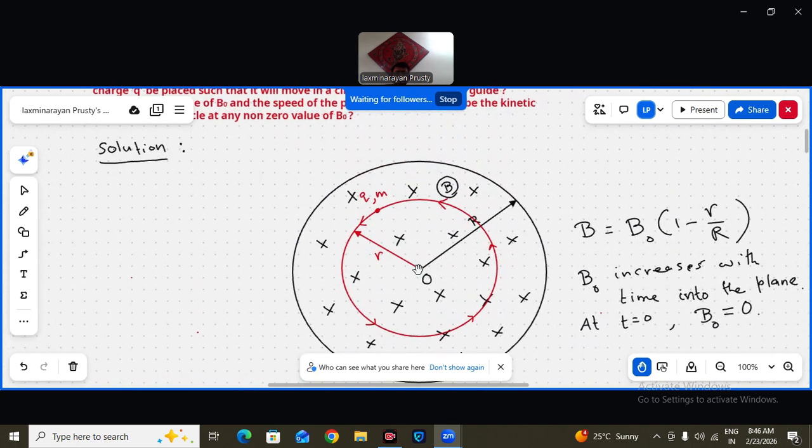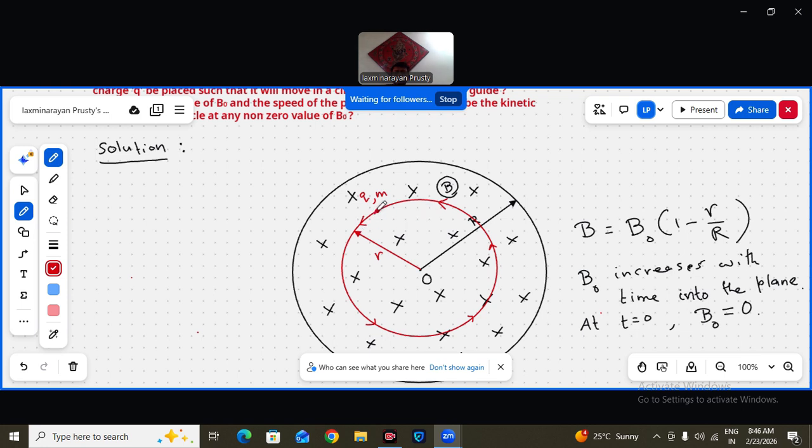Because if B is increasing, you put your right-hand thumb in the direction of the increasing field, then your four fingers will curl in the clockwise direction. But there is a negative sign, minus d flux by dt. So you reverse that clockwise direction, and you get anti-clockwise E_NC. Okay, so E_NC will be anti-clockwise.